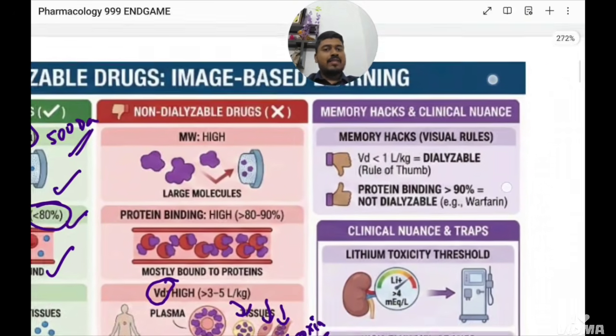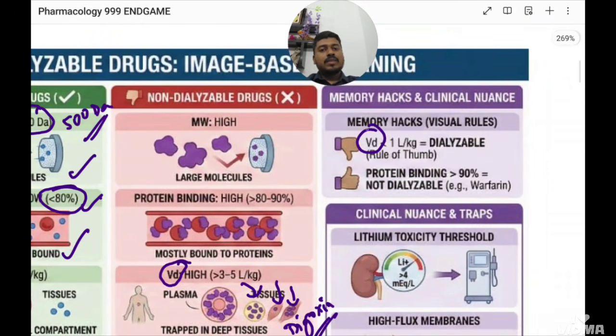Okay. Now, what is the hack? If volume of distribution is less than 1 liter per kg, then they are dialyzable. Okay, 1 liter per kg, not total volume.